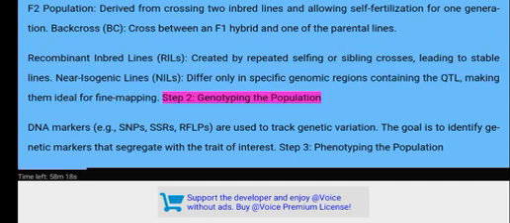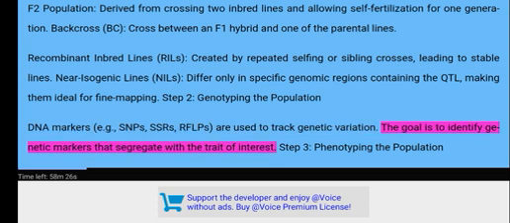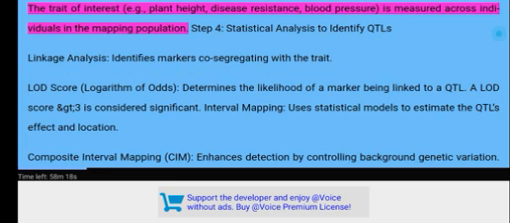Step 2. Genotyping the population. DNA markers, e.g., SNPs, SSRs, RFLPs, are used to track genetic variation. The goal is to identify genetic markers that segregate with the trait of interest. Step 3. Phenotyping the population. The trait of interest, e.g., plant height, disease resistance, blood pressure, is measured across individuals in the mapping population.